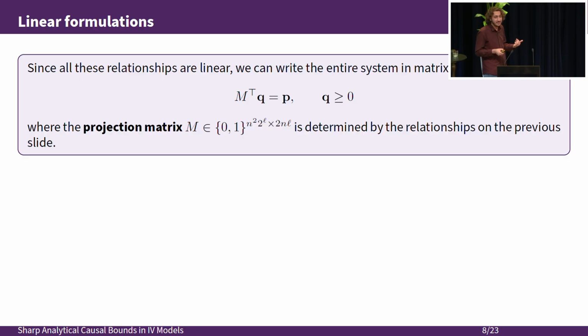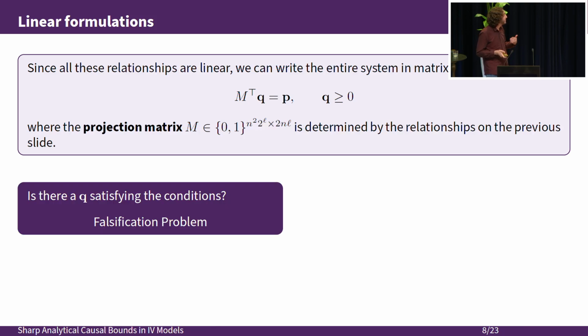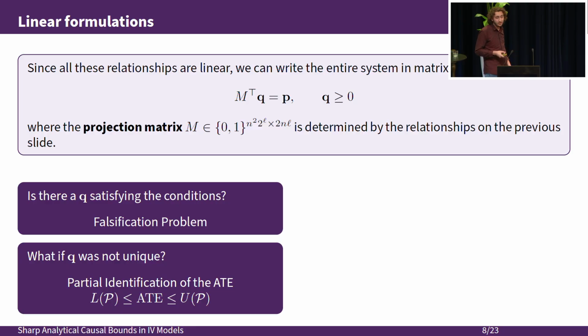If that happens, we can say that our IV assumptions were wrong. So we have a problem that we want to check whether there is a Q that is compatible with these restrictions or not, and we call this problem the falsification problem, as it can only falsify our assumptions, it cannot prove them. And if there was a Q, we can see that it's not necessarily uniquely identified.